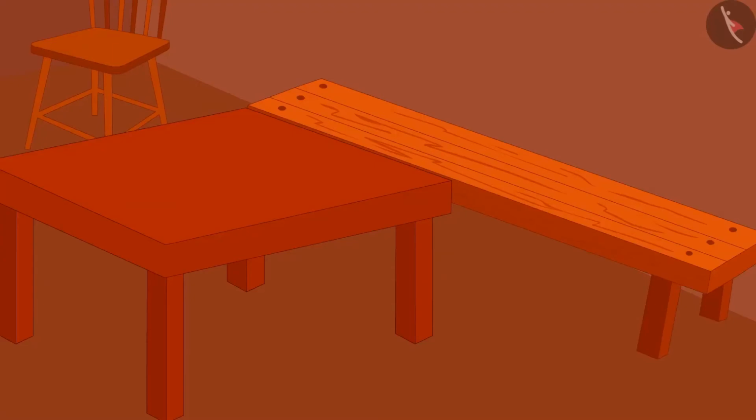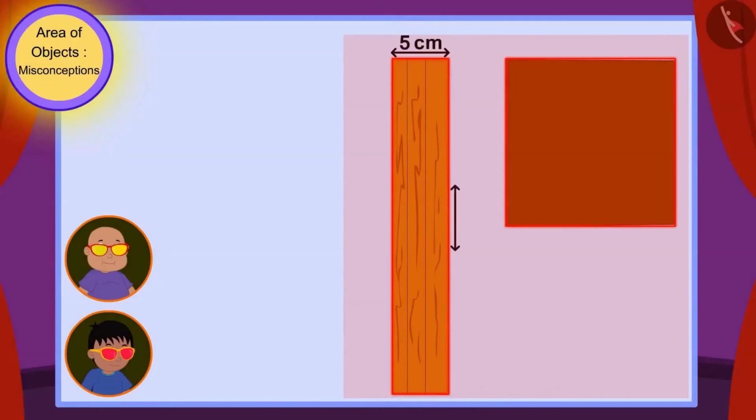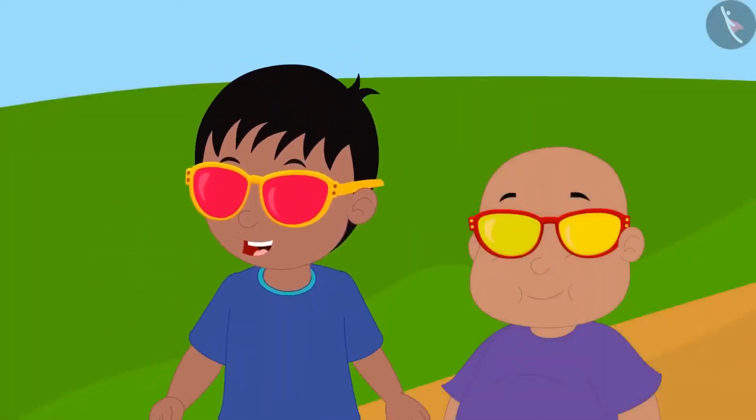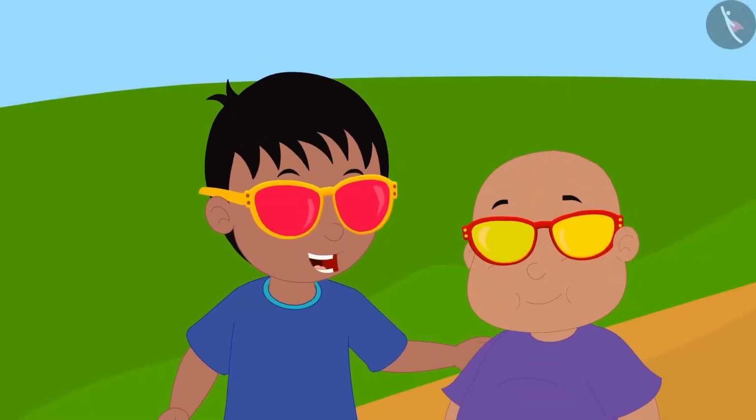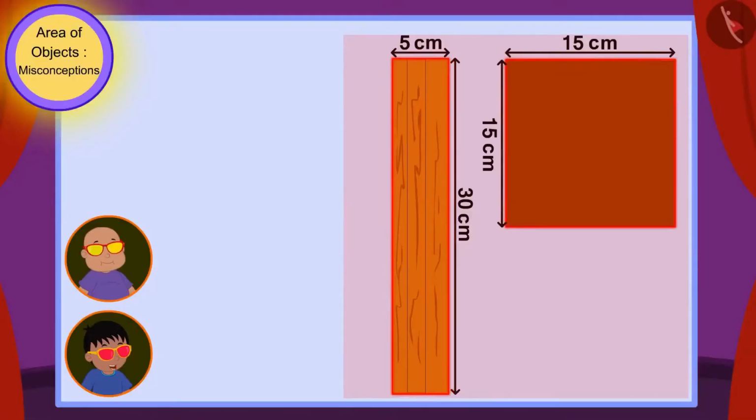Raju first looked at the top surfaces of both tables with his glasses, and he could see the measure of the sides of both the tables like this. Raju excitedly told Bablu, "Bablu, I can see the measure of the sides of both the tables through my glasses. The length of the longest side of the rectangular table, 30 centimeter, is much more than the length of the square-shaped table's edge, 15 centimeters. That means the rectangle-shaped table is much larger than the square-shaped table."